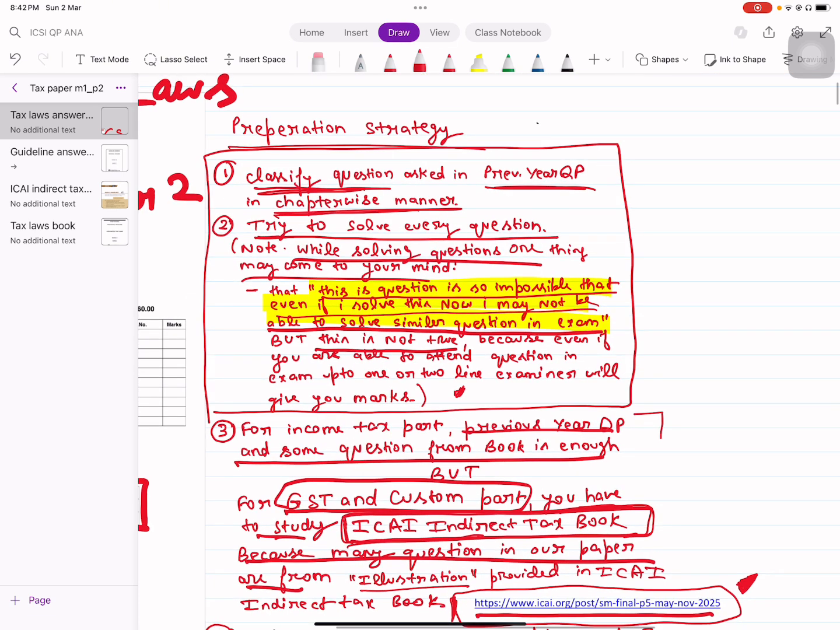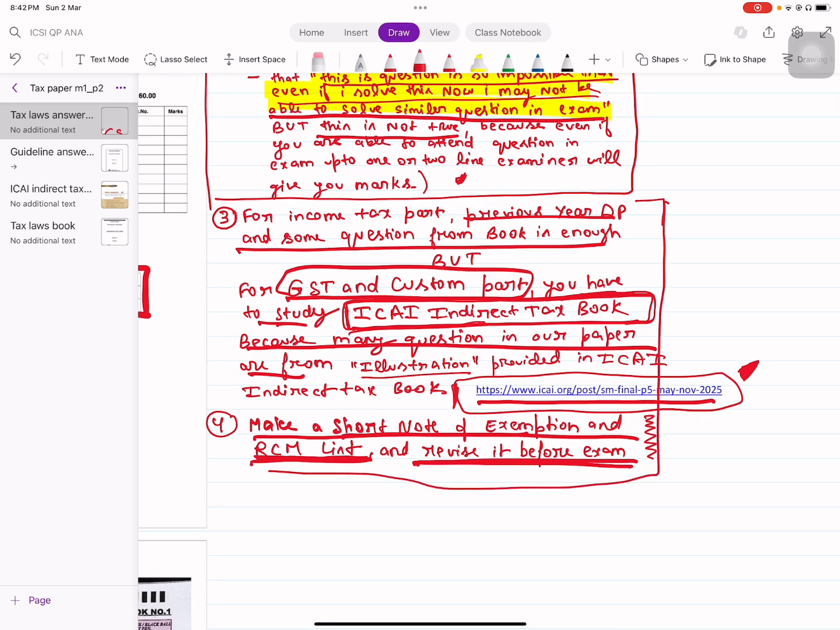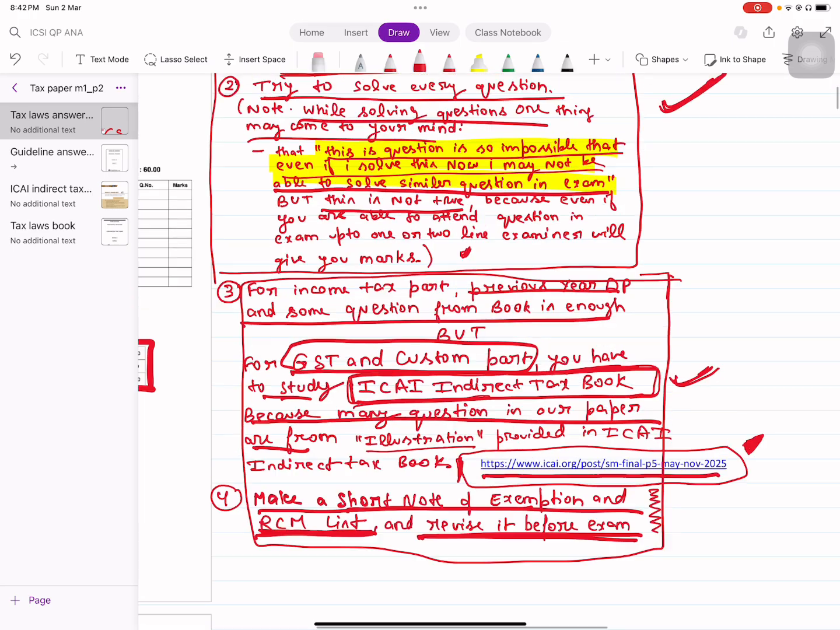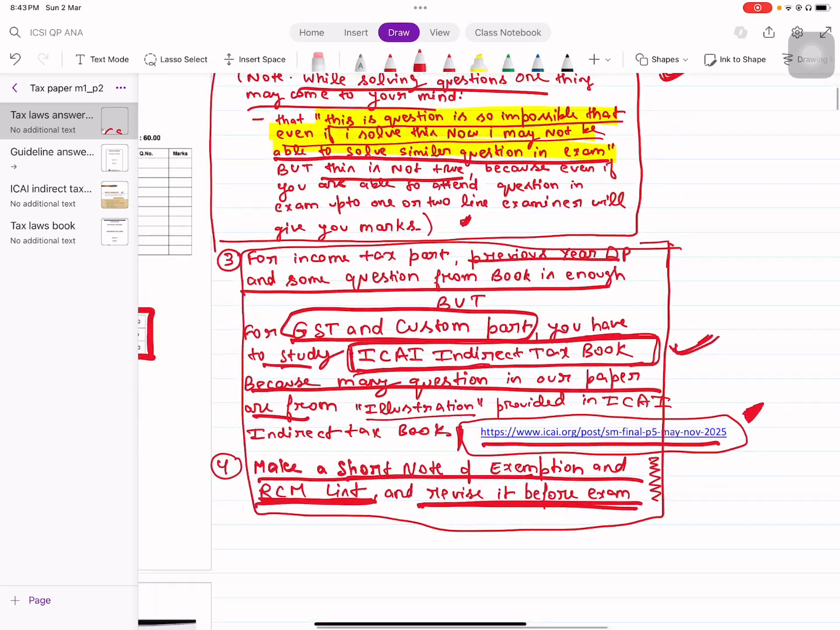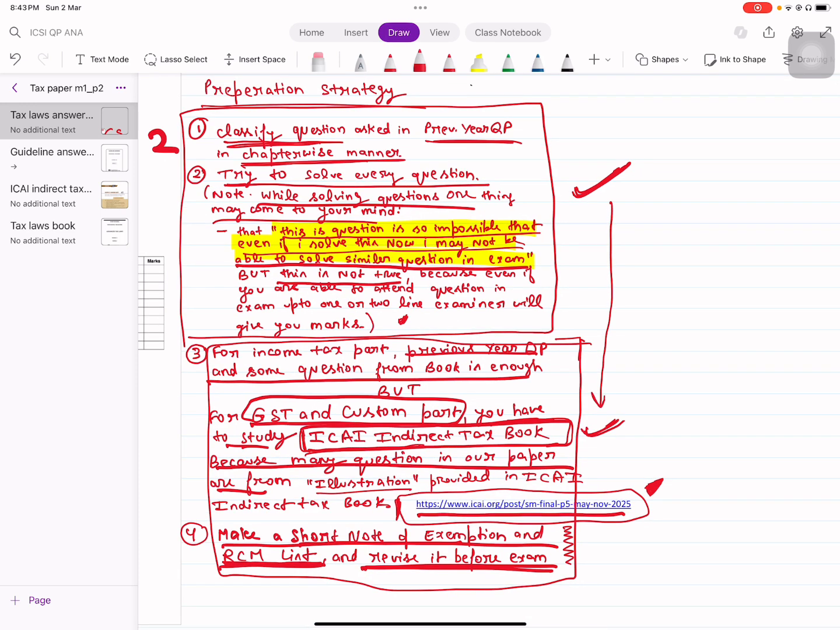So the first point is, try to solve each and every question that came in previous examinations. Secondly, for GST and customs, study the ICAI indirect tax book. If you do these 2 things, then you will be able to easily pass the advanced tax laws examination. And this applies to the new syllabus also.